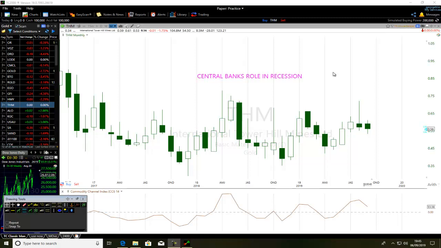Well, the third role of a central bank during a recession, very important, you want to understand. In fact, this is the number one role of all central banks. So if anyone asks you the question, what is the number one role of a central bank? This is your correct answer: to combat inflation.